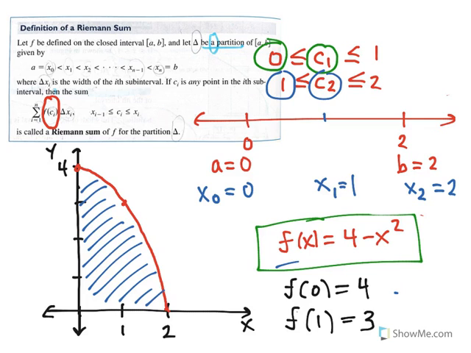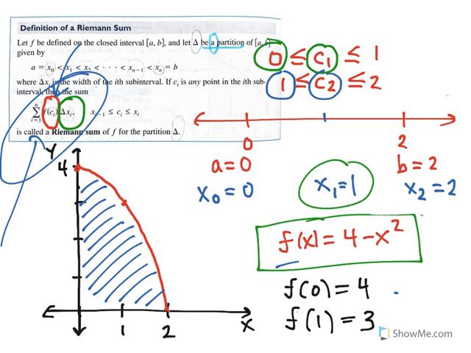And then, according to this definition of a Riemann sum, which is right here, you have the sum of a product, where one factor is the function f evaluated at c sub i, and the other factor is the width of the ith subinterval. So the width of the first subinterval is 1 minus 0, which is 1. The width of the second subinterval is 2 minus 1, which is also 1.